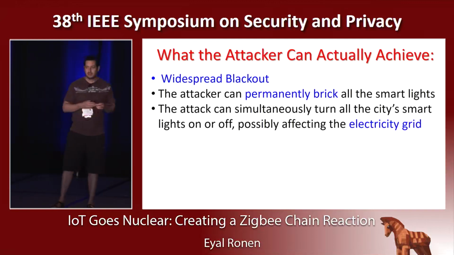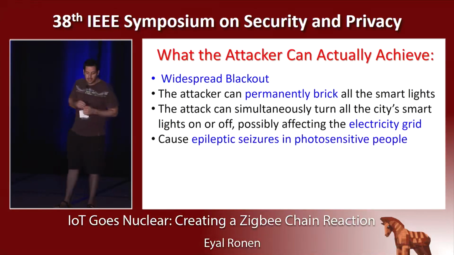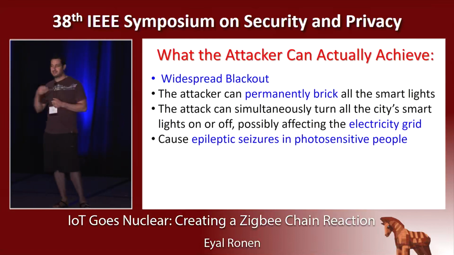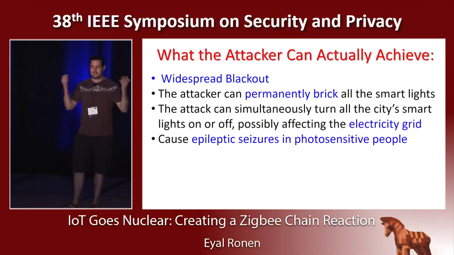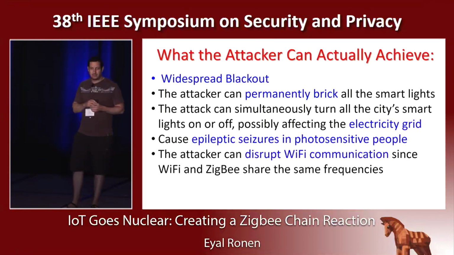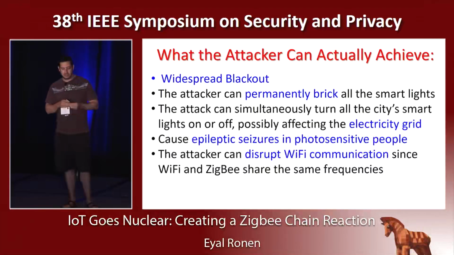For one example, we can cause very unusual loads on the electric grid and try to attack the electric grid itself. We can cause epileptic seizures in people that are photosensitive, and it's a very tough problem for someone in this situation when the entire city is blinking. And because Wi-Fi and Zigbee share the same radio frequencies, we can also jam Wi-Fi in a very large area.